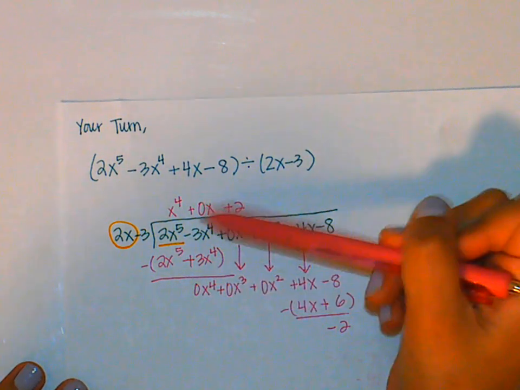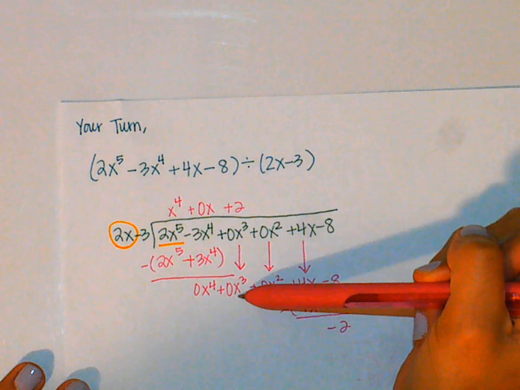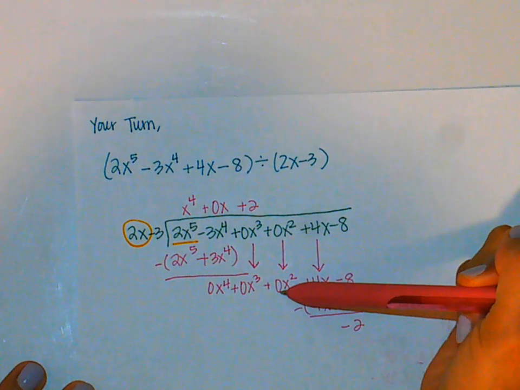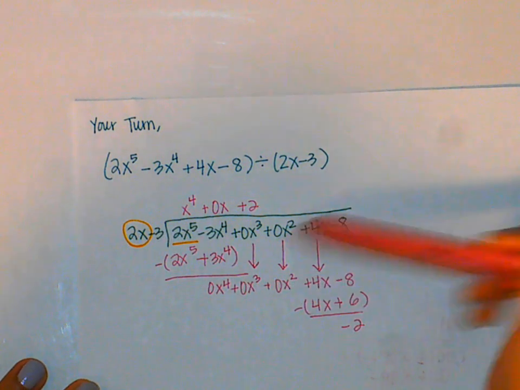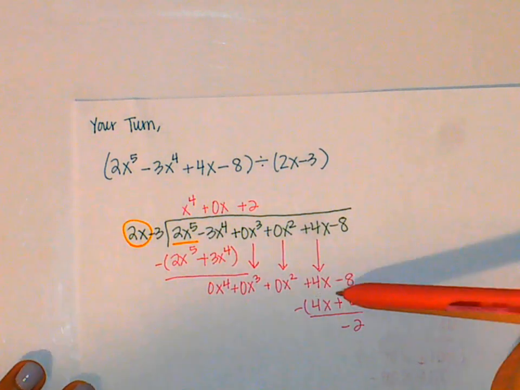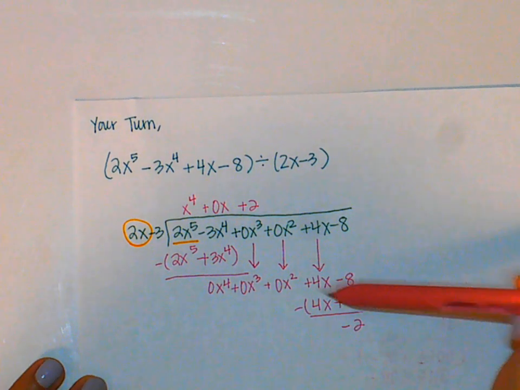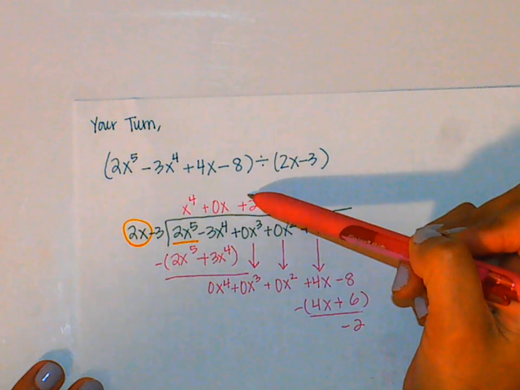So at first I started with my 0. But when I brought the next one down, I noticed it would also be 0. And then I brought the next one down, and it was also 0. So there's nothing that I can multiply by 2x to give me zeros. So I just kept bringing things down until there was actually something I could work with. So it was those last two terms, 4x minus 8. And that's how I got that too.